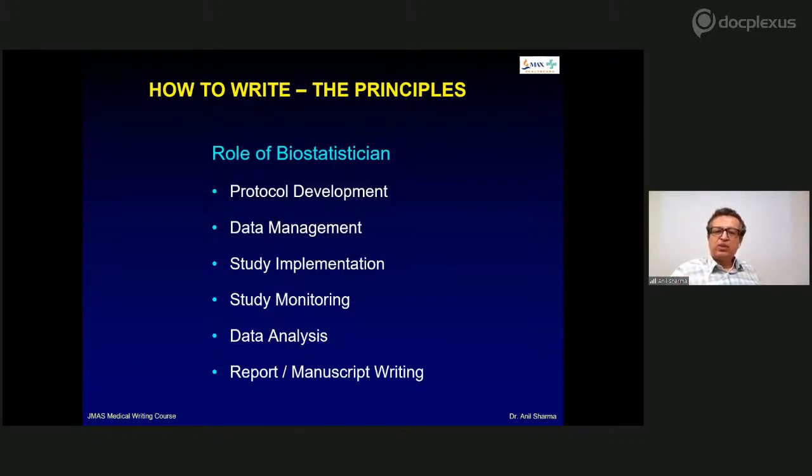And you can see over here why you need them right from the stage of protocol development, when you are writing up your study protocol, to the management of your data, to when you are collecting data for your study. During that process as well, you will need a biostatistician. He can keep monitoring what is going on with your study from time to time. And finally, of course, data analysis. There are parts of the manuscript that he can write for you as well, about statistics, for example.